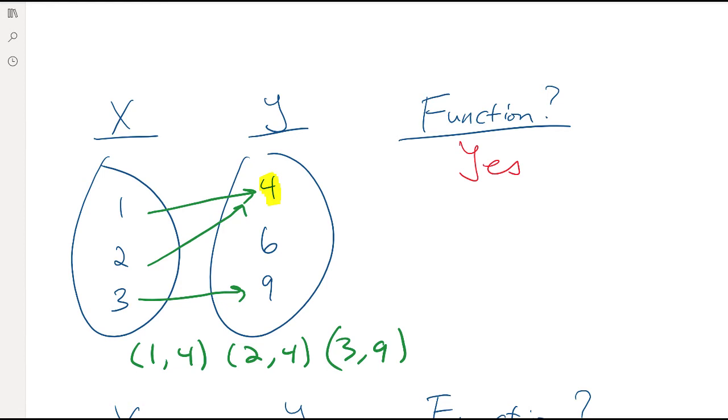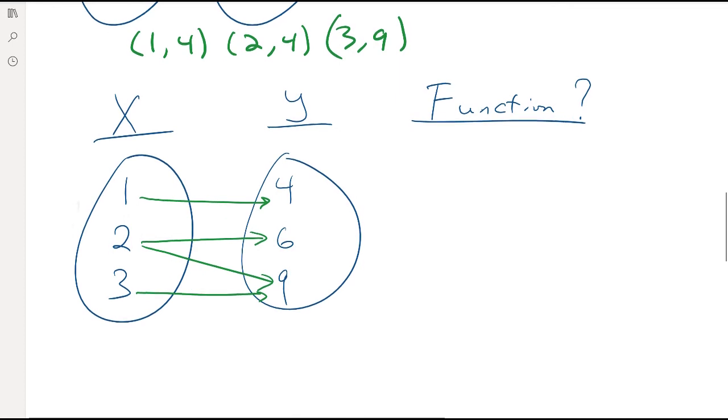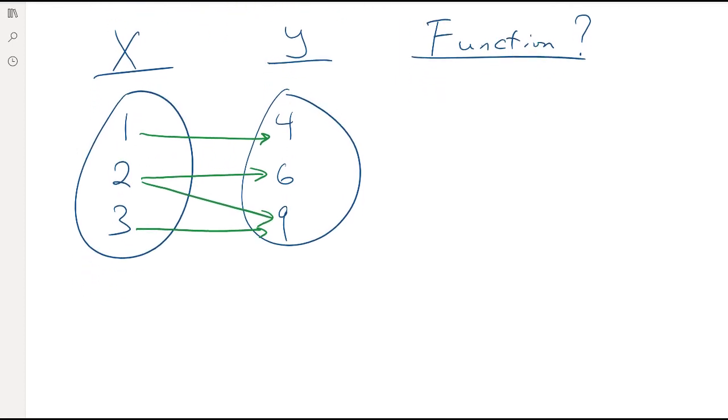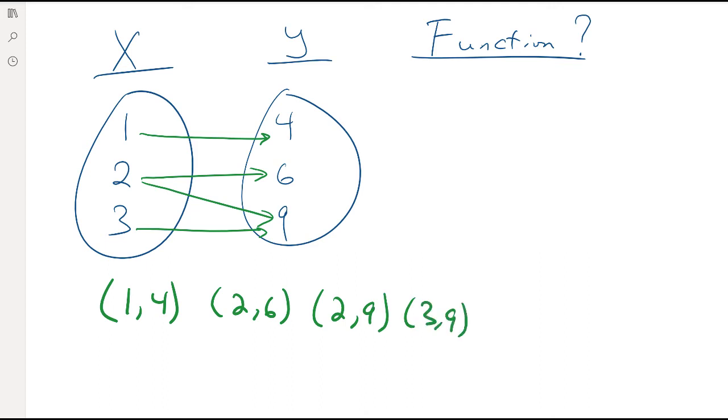All right, let's take it to this last example here. Is this relationship a function? Let's write out the ordered pairs. The ordered pairs would be (1, 4), (2, 6), also a (2, 9), and a (3, 9). Is this a function? Each X value can only be assigned to one and only one Y value. Well, here we see that 2 is actually going to 2 different Y values. Because of that, this is not a function. 2 is not being monogamous.